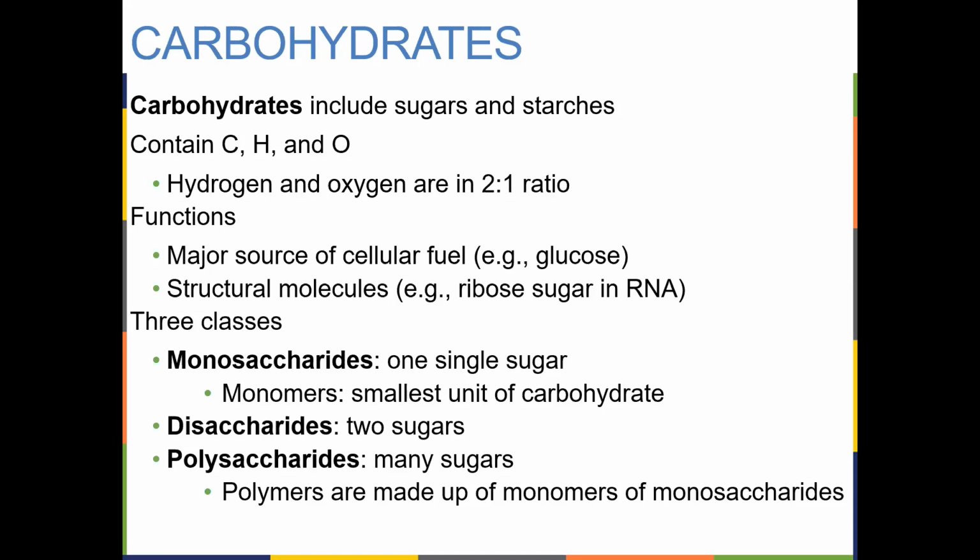Glucose is a 6-carbon sugar. Fructose is a 6-carbon sugar. Galactose is a 6-carbon sugar. There's very little difference in these sugars other than they are made of 6 carbons. They have 6 carbons, 12 hydrogens, and 6 oxygens. And we use these simple sugars as fuel.